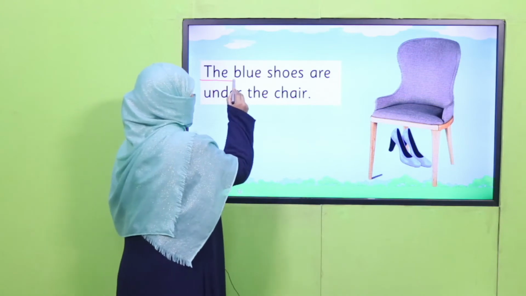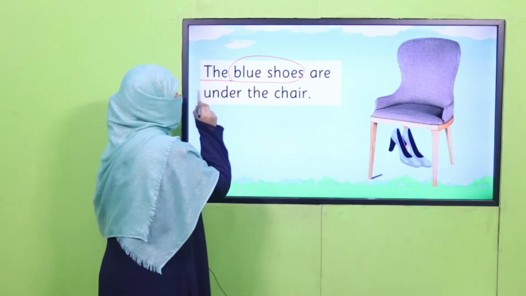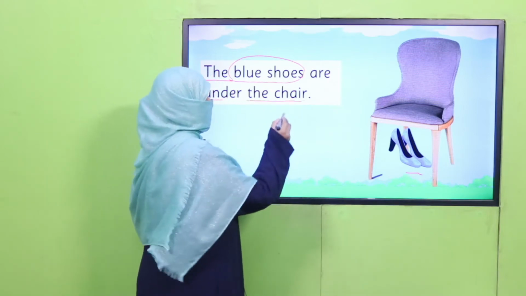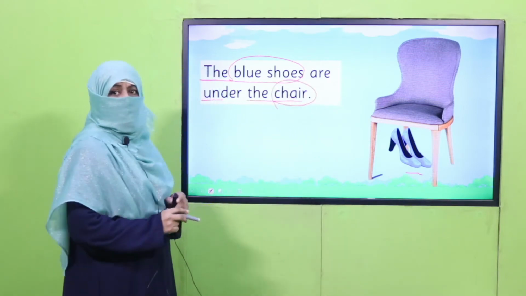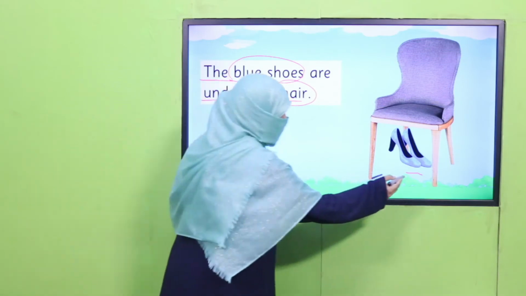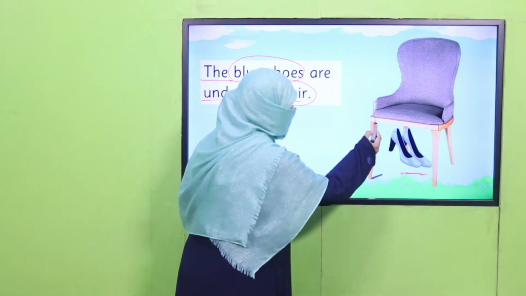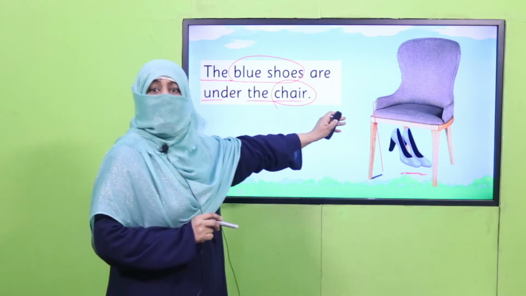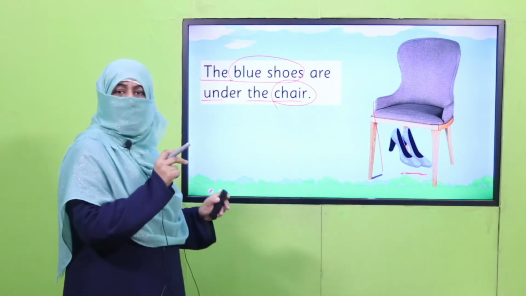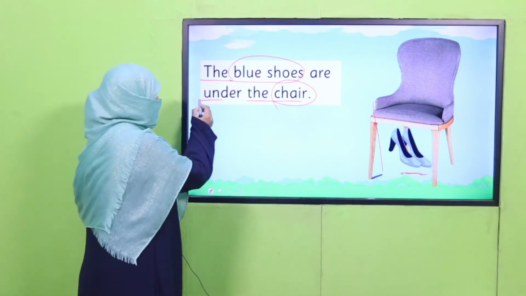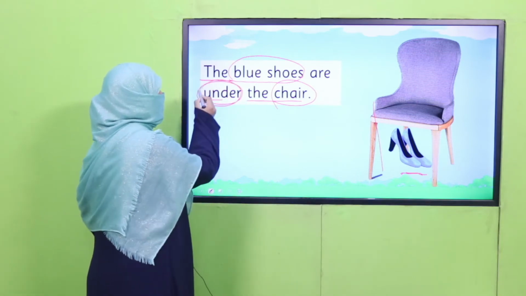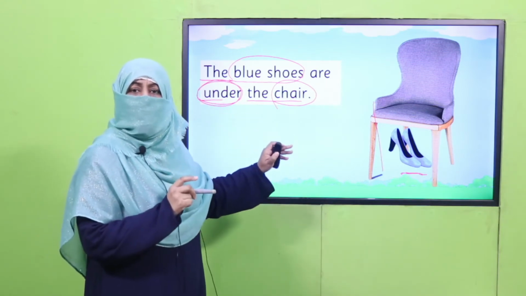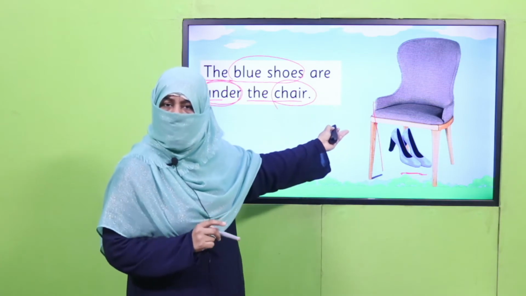The blue shoes. Now, we know blue shoes is a naming word for a thing, are under the chair. Chair is also a naming word of a thing. So, what their relation is? Shoes are placed under the chair. There is a chair and blue shoes are under the chair. So, this word under is showing the position of shoes, the location of shoes in accordance with the chair.